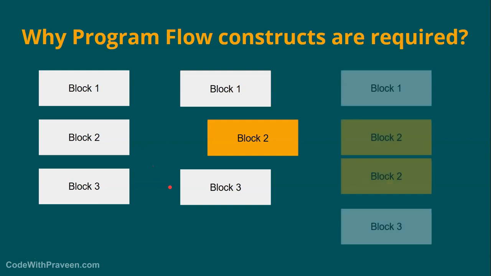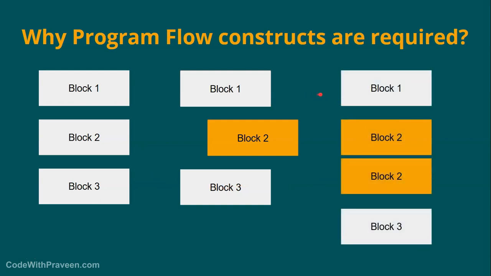Now let's check one more condition. Say we have block 1 and you want to execute block 2 n number of times. Say in this case, you want to execute it a couple of times, followed by block 3. So when the actual program executes, it follows block 1, then block 2, then block 2 executes again, and then block 3. Now how do you tell it to execute block 2, say 2 times in this case?